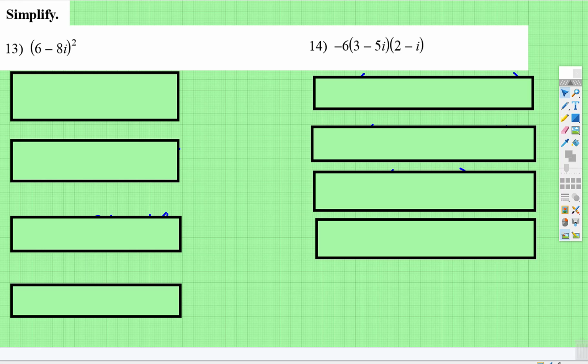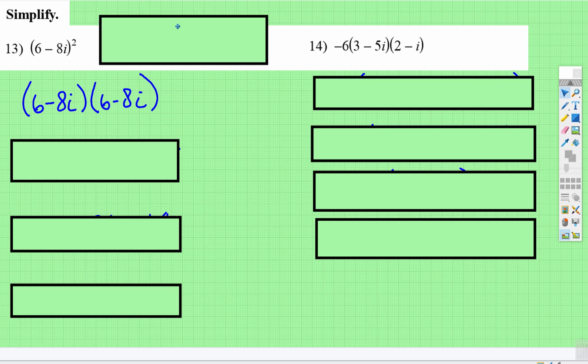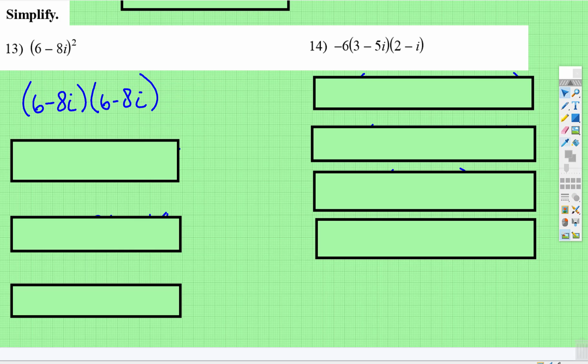Okay, so this gets a little bit more complex, but now you've got this complex term squared, so you could think about that as rewritten like this, or if you're already aware of Pascal's triangle, you could use that. But when you square this, you just do the double distributive: 6 times 6, 6 times negative 8i, then negative 8i times 6, negative 8i times negative 8i.